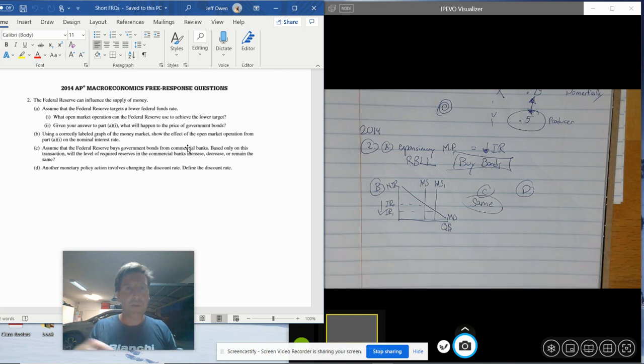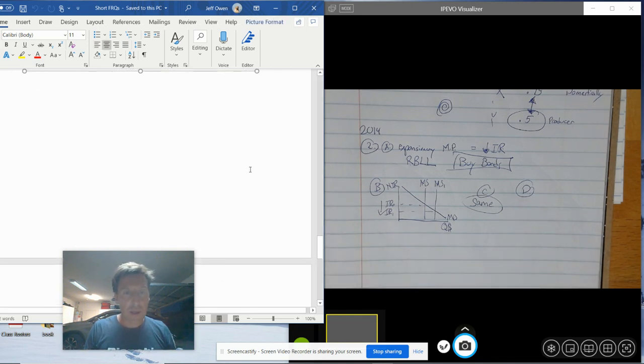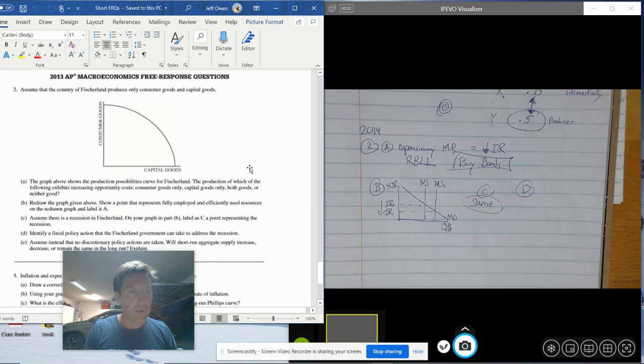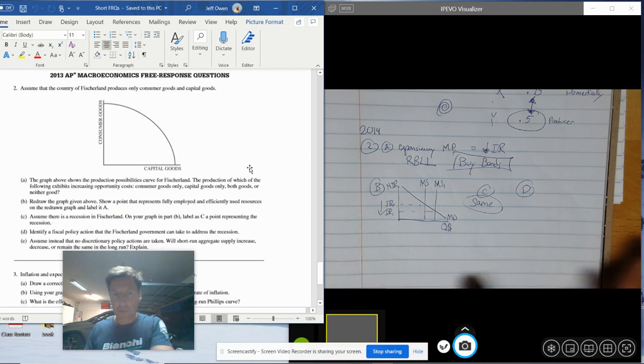So discount rate. This goes back to when I was describing in the lecture the worst named thing in econ. Please tell me we're down to our last two. Down to our last two. Okay.